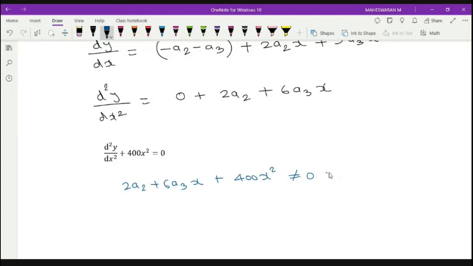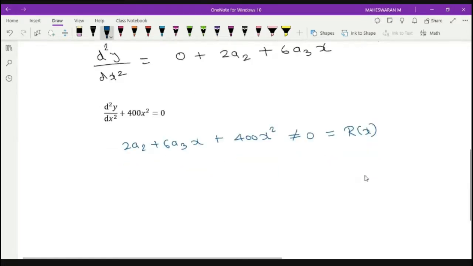Then what is this? This is R of x, right? So I will directly write down what is my R of x. R of x is equal to 2a2 plus 6a3x plus 400x square. This is my R of x. So you have two terms. Now what we can do, we can proceed with that.